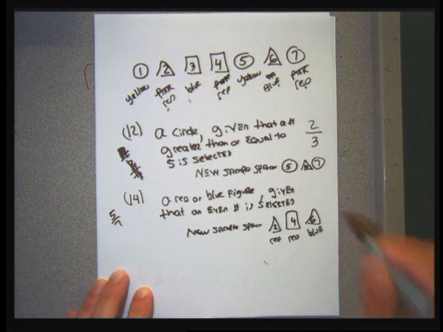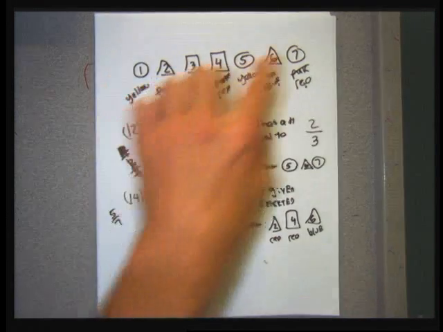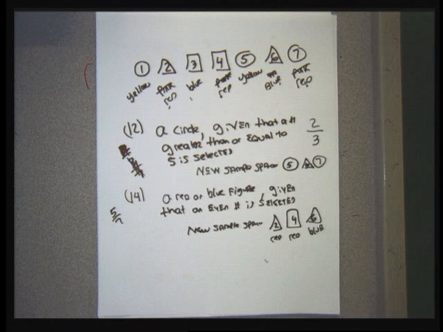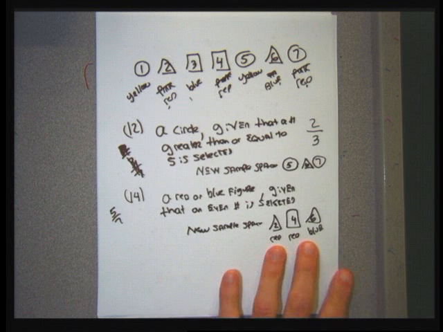So the fact that I'm told an even number is selected, I know that the 2, the 4, or the 6 had to be selected. So the restricted sample space based on the given information is going to contain those 3 figures.